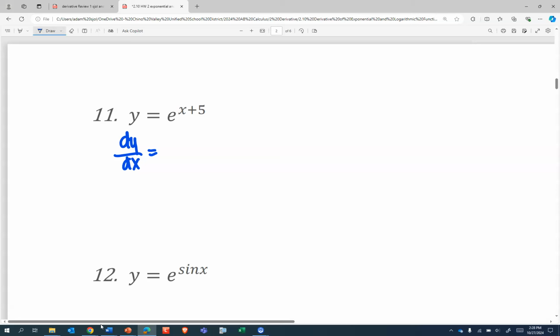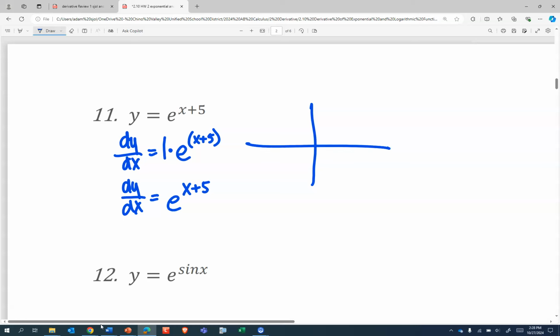Okay, so the derivative of e to a power is e to that same power. This power is x plus 5, which has a rate of change of 1. So we can just write that as e to the power x plus 5. And to me, that's not super surprising because e to the x looks like this, and e to the x plus 5 is that graph shifted to the left 5.